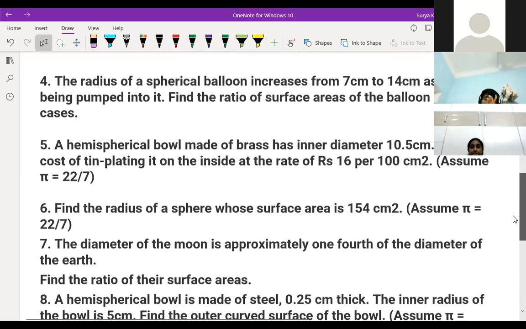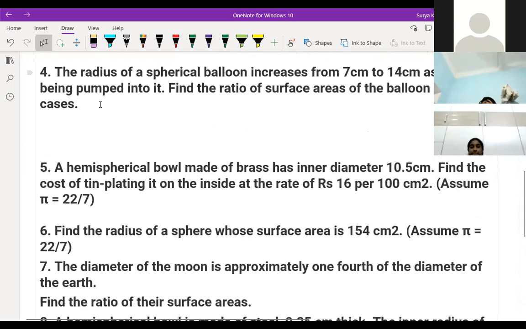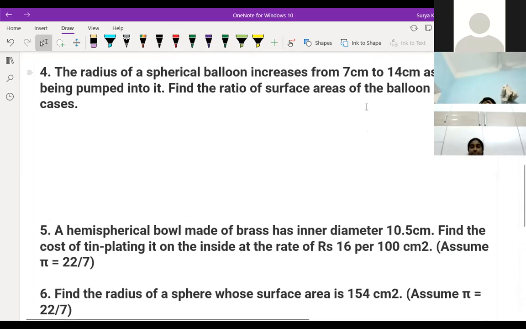So the next one is: radius of a spherical balloon increases from 7 centimeter to 14 centimeter. Pulastya, how to do this question?